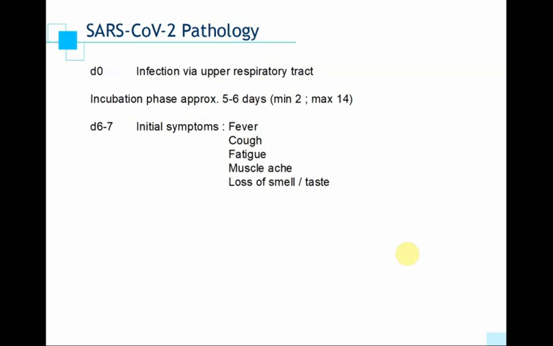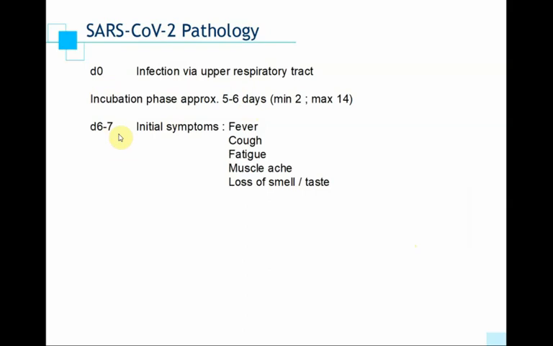Okay, so SARS-CoV-2, what happens? Day 0, you get infected via the upper respiratory tract. Once again, the incubation phase is apparently 5 to 6 days on average. The minimum is maybe 2 or 3, the maximum 14. So that's why if you're a contact case, you have to wait 14 days. C'est cette histoire de la quatorzaine.